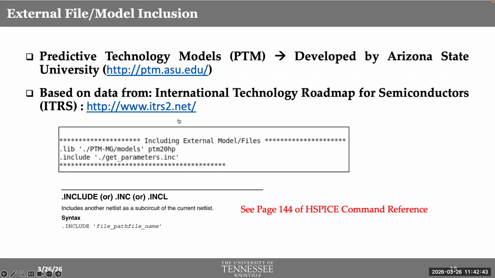ITRS is basically something that is publicly available. You see the numbers, maybe you don't see the specifics, but you see a range. And these models typically match the range. That's what these models are. And this is an example of how these models could be incorporated. I'll give you a code with these lines already in there so that you don't have to worry about it too much.